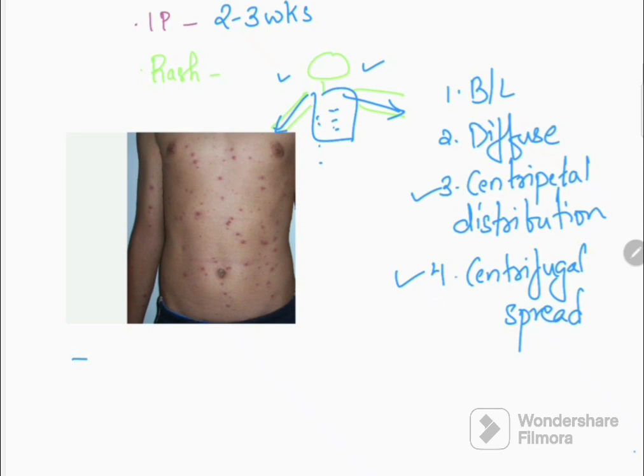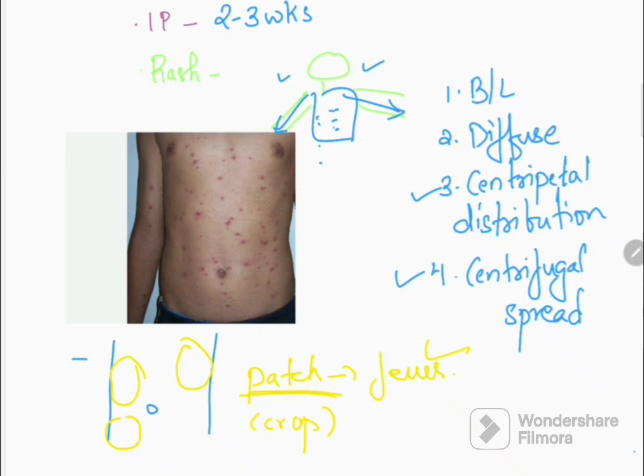Another thing you have to remember is that the lesions will appear in the form of patches. So this is the umbilicus, this is the trunk of the patient. There could be one patch here, one patch here. Whenever a patch arises, the patient gets fever. If a new patch comes, again the patient gets fever. Actually, in chickenpox we don't say patches, we say crops of lesions. So whenever new crops of lesions occur in the body, the patient gets an episode of fever.